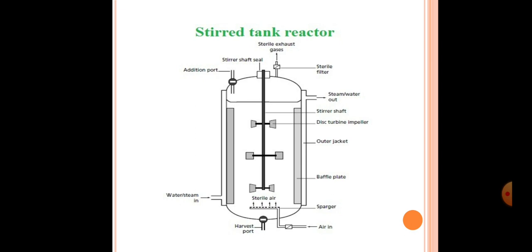Here the main thing is it consists of baffle plates and spargers for stirring the media, and thus the name applied. And it also consists of a sterile exhaust gas outlet, sterile filter, stirrer shaft seal, addition port, then water or steam inlet, then outlet jacket, disc turbine impellers and stirrer shaft.